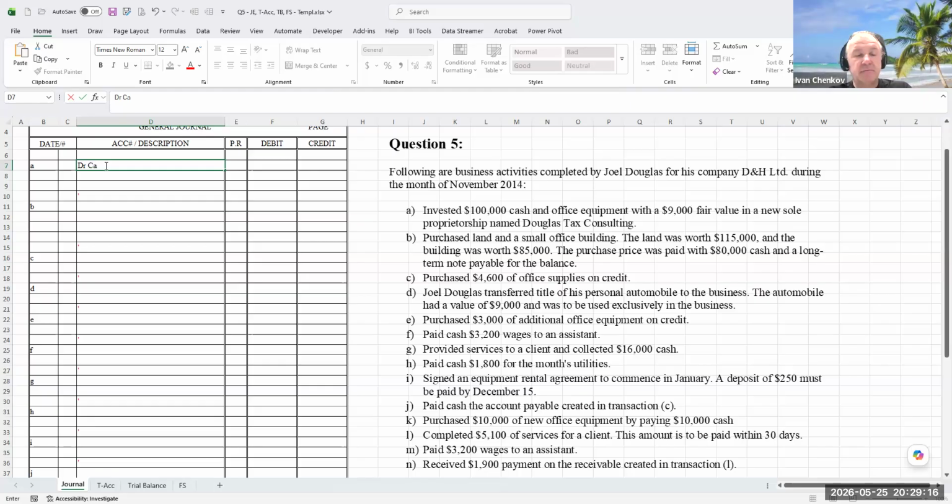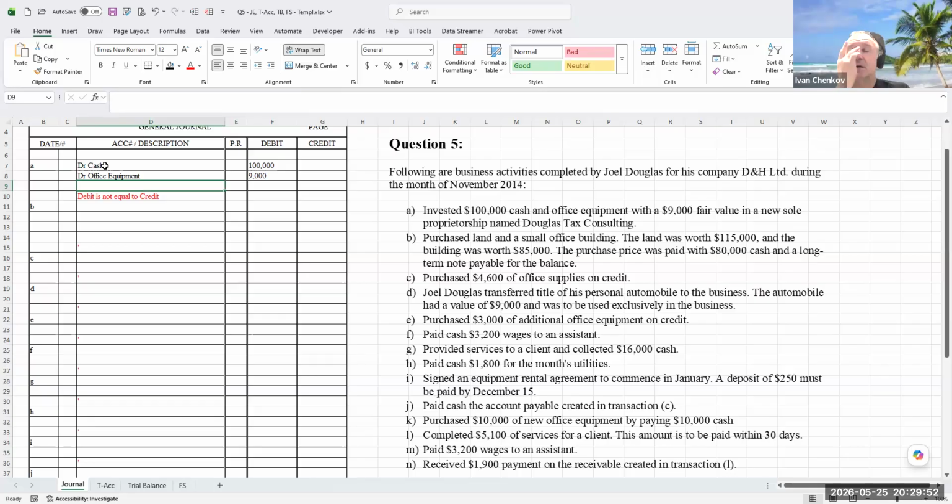The business gets cash. How much cash does the business get? $100,000. What else does the business get? Debit office equipment, right? And the value of the office equipment is $9,000.